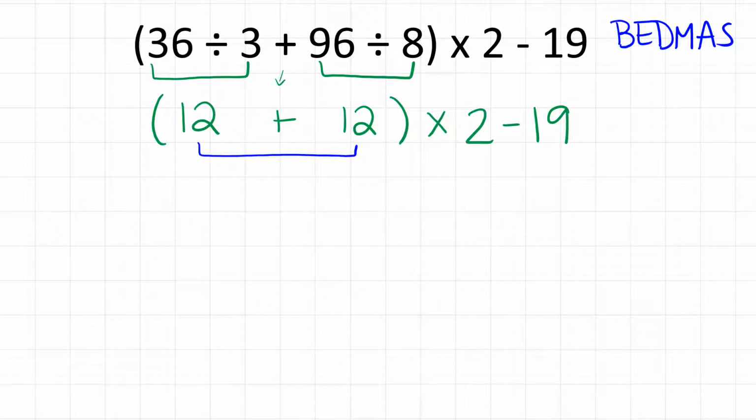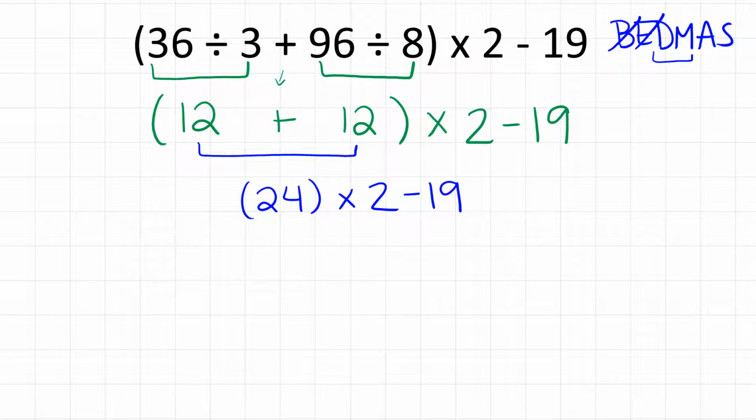12 plus 12 is 24. You don't have to have the brackets in there because we don't have any other operations, but I'm just going to keep them in there. Times 2 minus 19. Okay, so brackets are gone, exponents are gone. Now let's look at division and multiplication. Do we have division and multiplication? Yes, we have multiplication. So before I do the subtraction, I have to multiply 24 times 2.